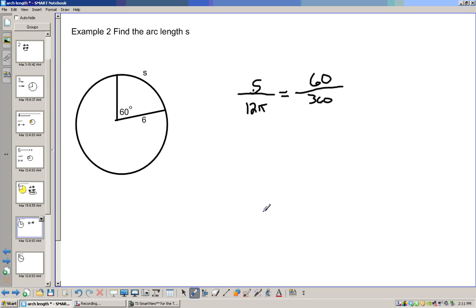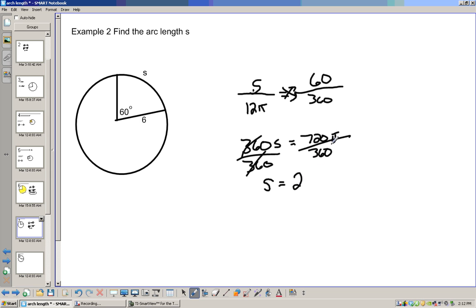Okay? Now we just cross multiply again. Just working these ratios. S times 360 is 360 S. That equals, and 60 times 12 is 720, and I'll just tack that pi right on the edge of it. All right, now I need S by itself, so I'm going to divide by 360. These cancel, and I have S equals 720 divided by 360 is 2, and then you tack that pi on the end of it. So long as pi's on top like that you can do that.